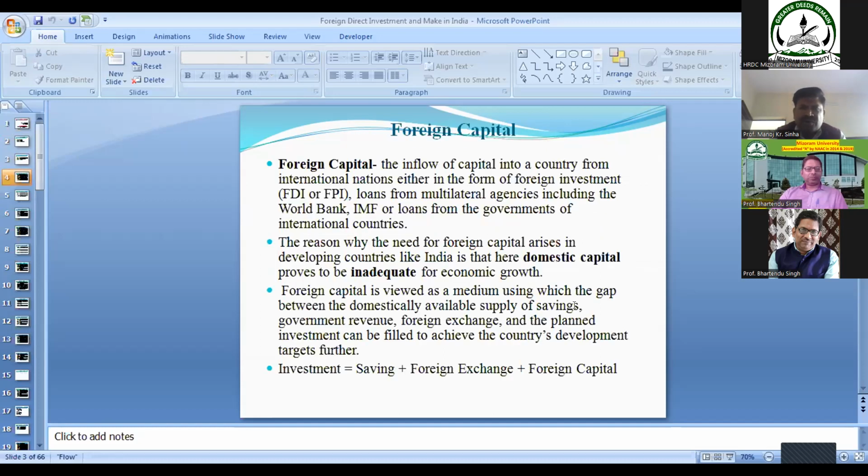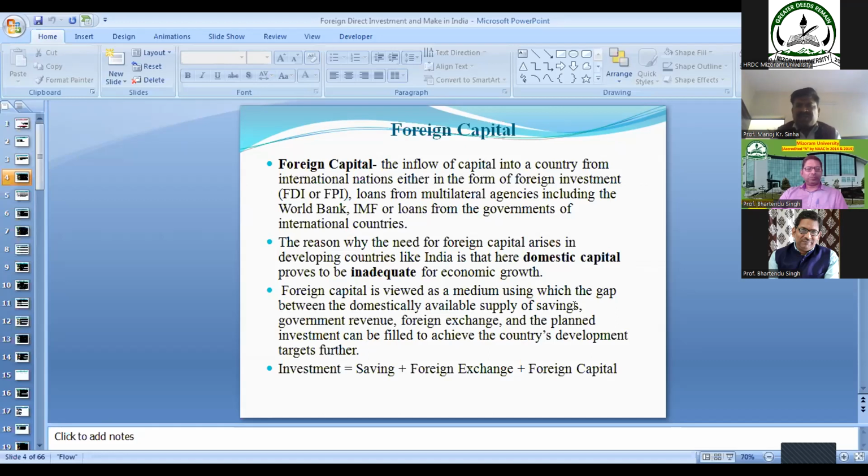Now come to foreign capital. It is basically the inflow of capital into a country from international sources, either in the form of foreign direct investment, foreign portfolio investment, or loans from the World Bank and other international agencies. And why do we need foreign capital?